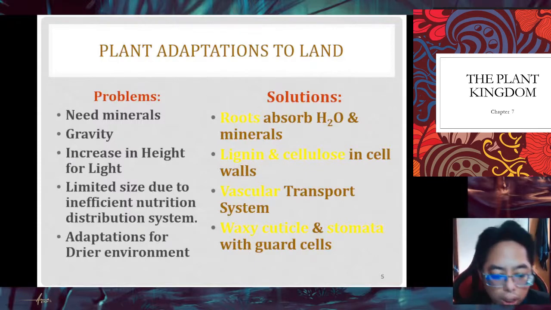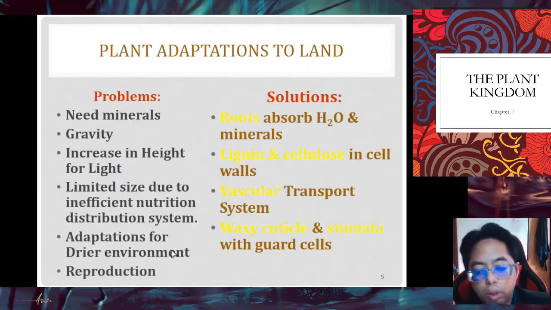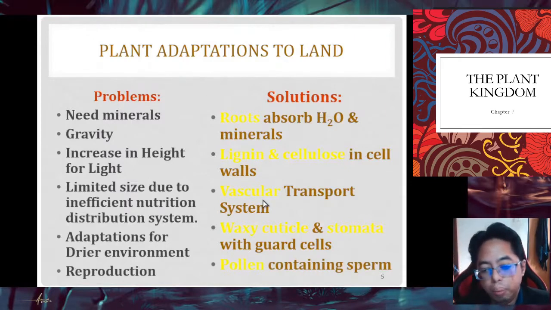Okay, so if you look at the adaptations to land, all of these are kind of saying that Earth back in the day was kind of dry, kind of hard. The soil is hard, and there's no support. So the plants will evolve themselves to make sure that they can live on land. Okay, so reproduction.